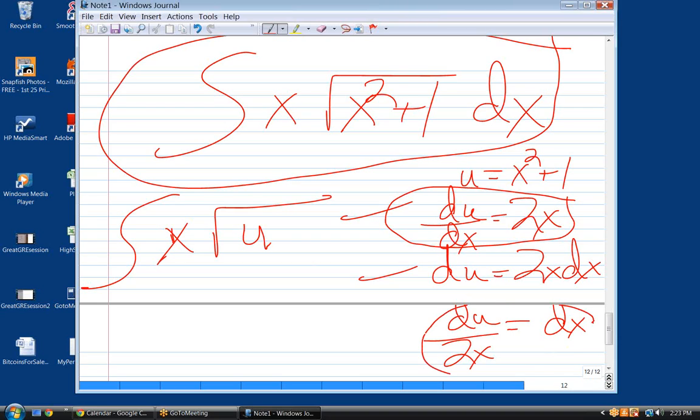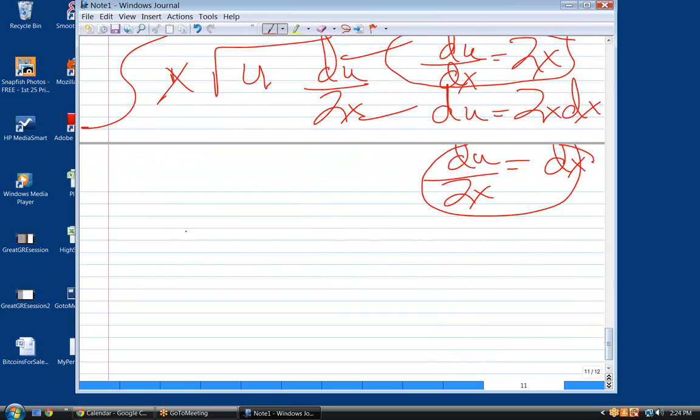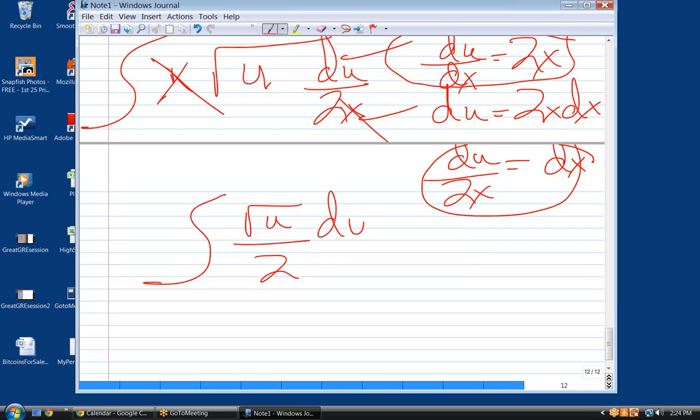Well, dx is equal to du over 2x, so it now becomes that. In other words, I'm substituting for everything that I can possibly substitute for. So now, notice that these x's disappear, and I end up with the square root of u over 2 du. In other words, I've taken this integral that was an integral in x, and I've changed it to an integral in u that I can do.